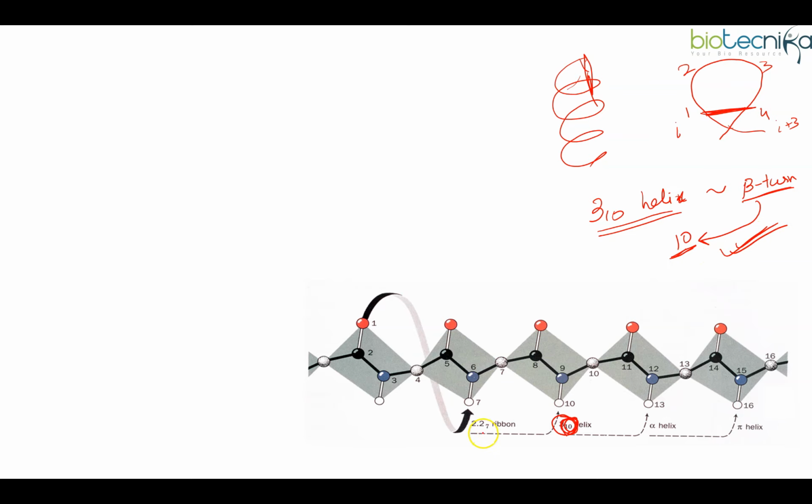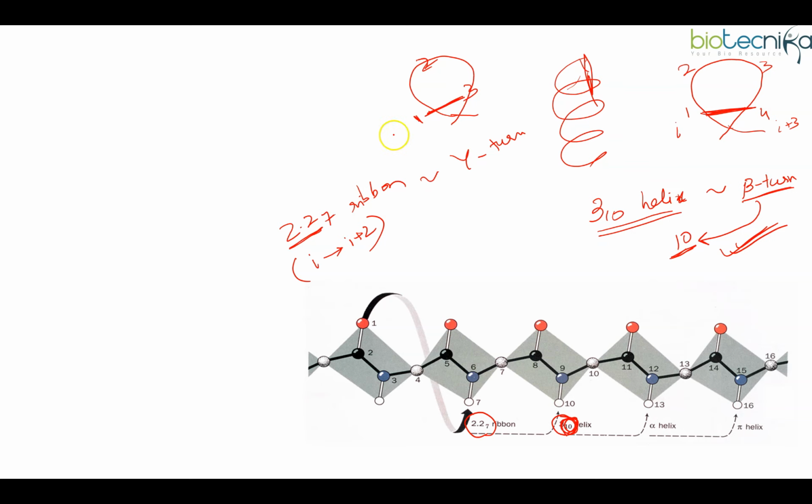Okay. Whereas what we have is the 2.2-7 ribbon. So the 2.2-7 ribbon is also a type of helix in which the connection is CO of I to I plus 2. It has 2.2 residues in one turn, and in the hydrogen bonding pattern, 7 atoms are there in the backbone. So this is similar to a gamma turn. Now a gamma turn has 3 amino acids, where the first, second and third are present, and the first and the third are in hydrogen bonding, that is I to I plus 2, right?